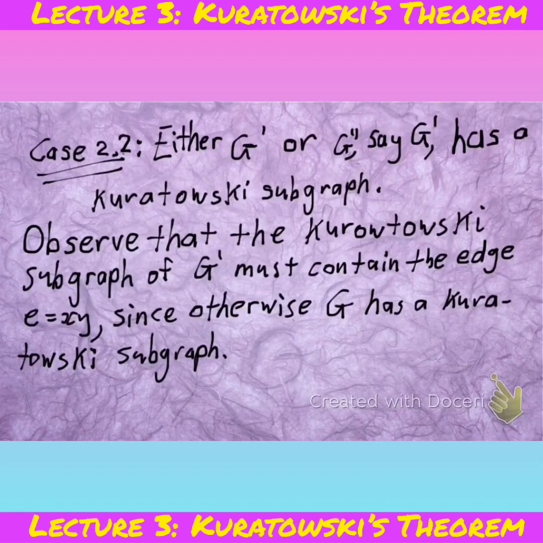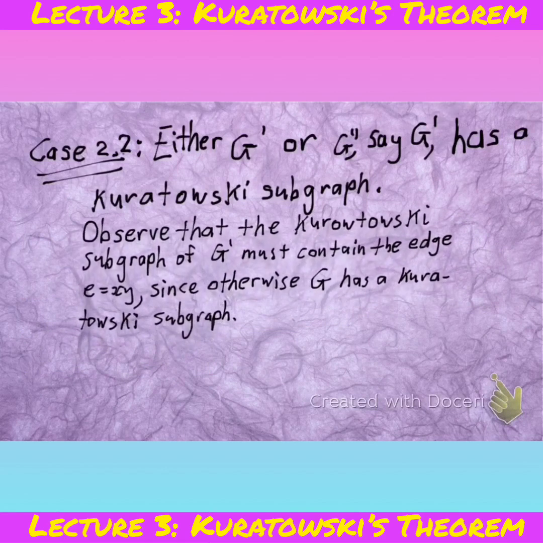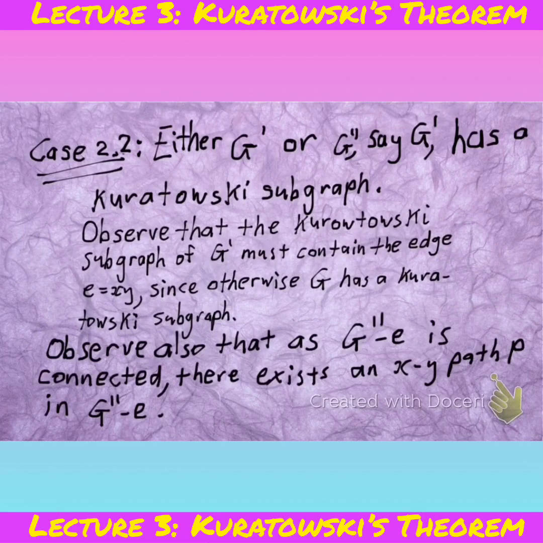Okay, so let's put that in words. Observe that the Kuratowski subgraph of G prime must contain the edge E, since otherwise G has a Kuratowski subgraph. So it must contain that edge. We can also observe that if you look at the graph G double prime without the edge, we know that graph is connected. Therefore there exists an XY path P in G double prime minus the edge E.